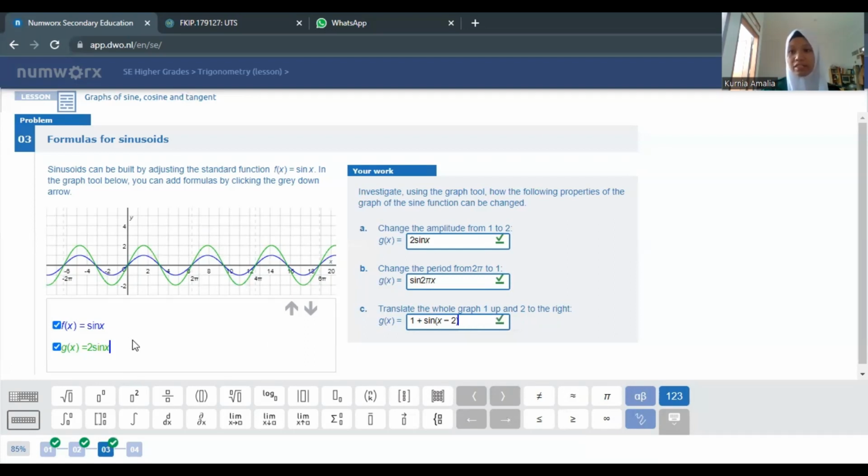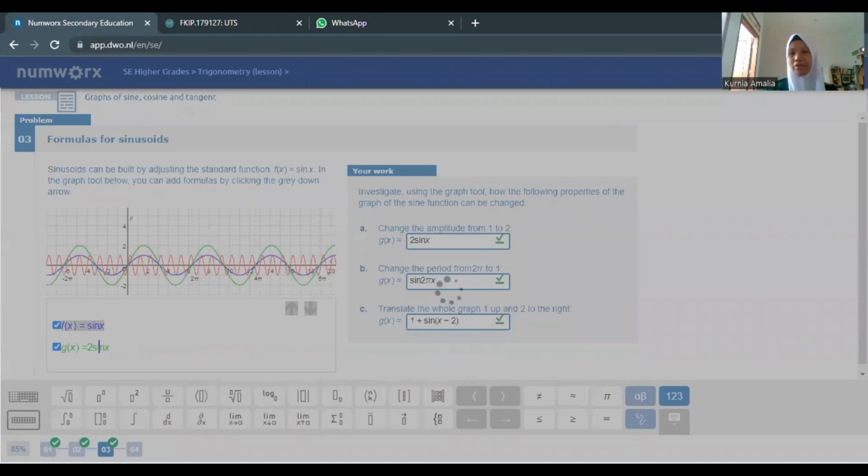And you can see the differences between the graphs using this tool. You can see from the red line, it's shorter than the blue or the green one. It means that the period is also shorter. I think it's enough for this tool. We can move on to the next question.